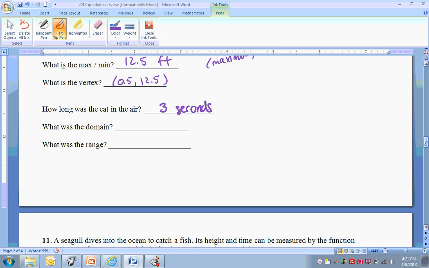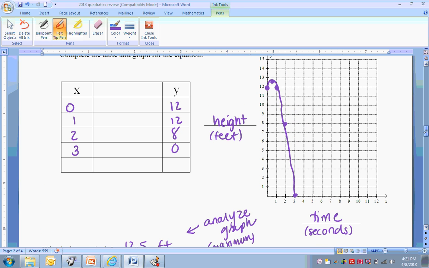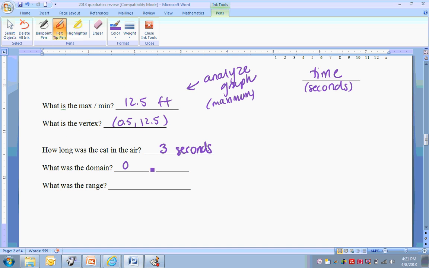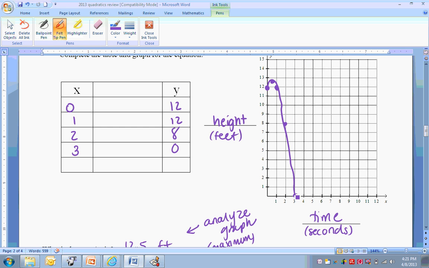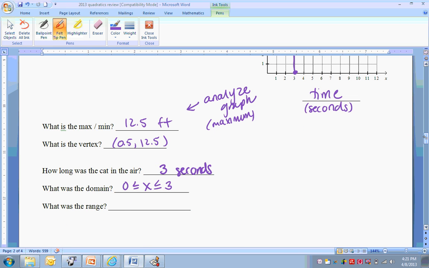seconds. The domain are all of my x values of my graph. Well, any point along this line or my parabola that I've created has an x value between 0 and 3. So I write this as 0 has to be less than or equal to x, and x has to be less than or equal to 3. Now my range are all my y values. Well, the lowest y value I had was at 0, and the highest y value I had was at 12.5. So my range is 0 is less than or equal to y, which is less than or equal to 12.5.